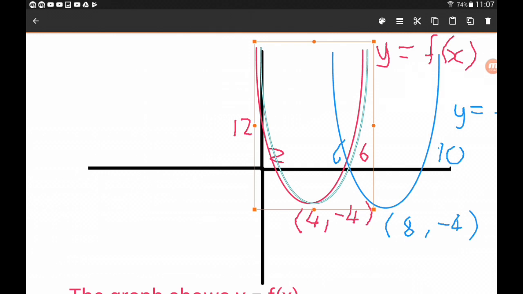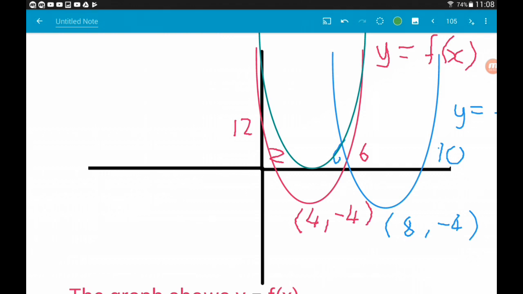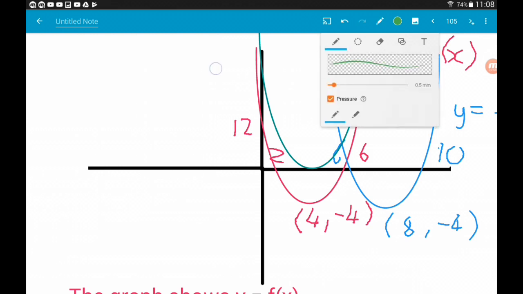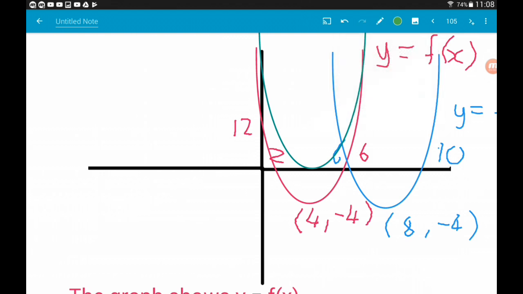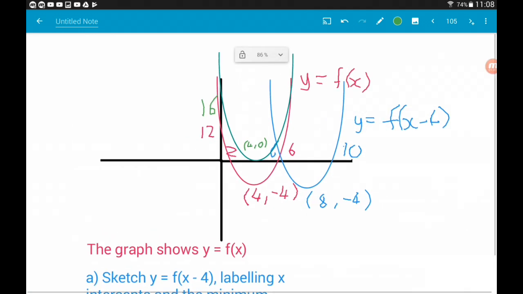So this time the graph isn't moving left or right, it's just moving 4 places up. Now the y coordinate of the minimum was minus 4, so it is now going to be 0. So it's going to sit on the x-axis like that. The y-intercept is going to be 4 places up from 12, so it's going to be 16, and the coordinates of the minimum are going to be (4, 0). So that's how we translate quadratics.